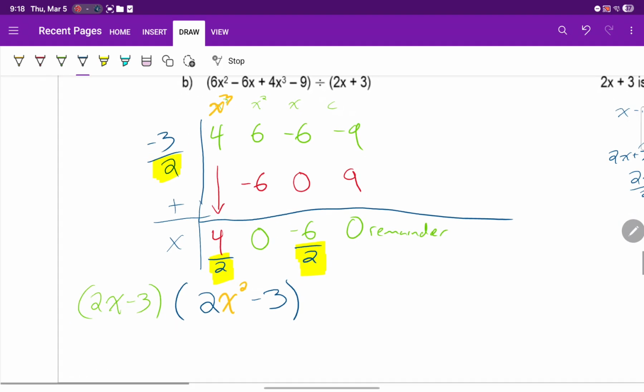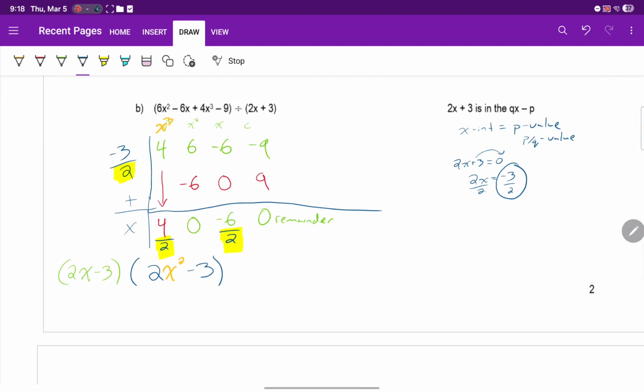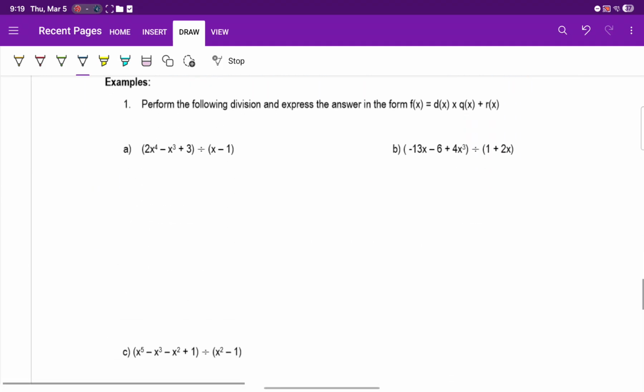So writing my division statement out, I don't know if I have enough space over here. I'll write it down at the bottom. 6x squared minus 6x plus 4x cubed minus 9 is equal to 2x minus 3, 2 times 2x squared minus 3. Okay, that one is done. All right, so that is an example there of how to do synthetic division.